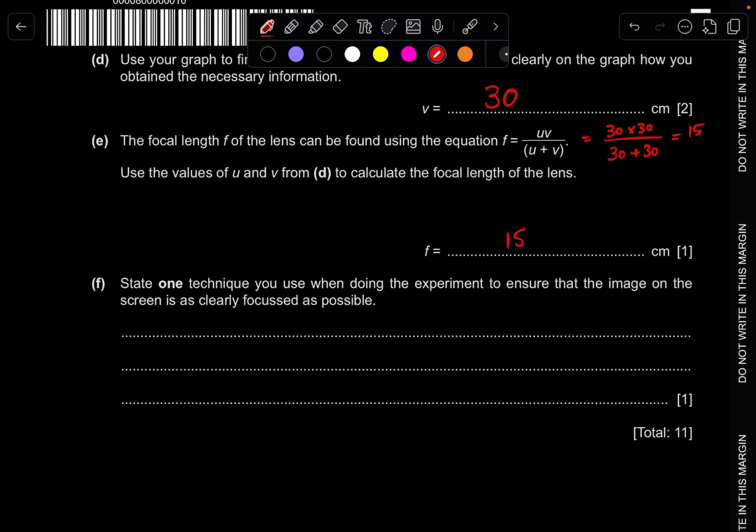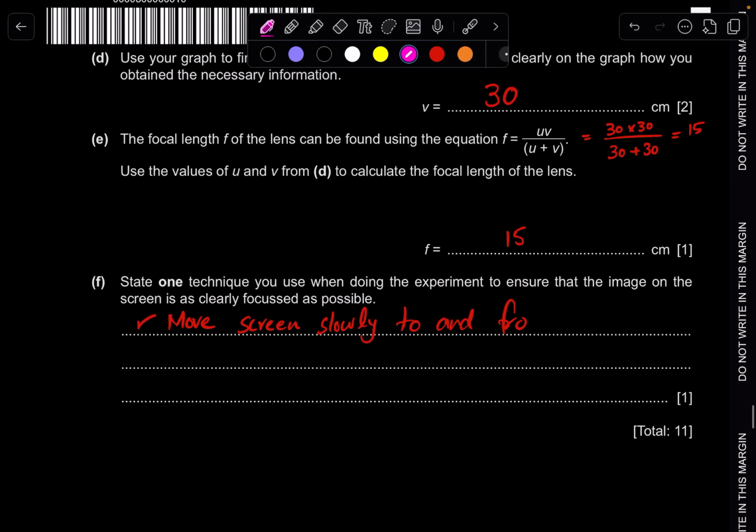In the next part, they're asking, state one technique you use when doing the experiment to ensure that the image on the screen is as clearly focused as possible. Okay, this is a very common question, the light part. What you can do, first thing, we can move the screen slowly to and fro. Why do we move the screen to and fro? To shift the screen onto the focus of the lens, right? So when it is on the focus point, the image will be clear.